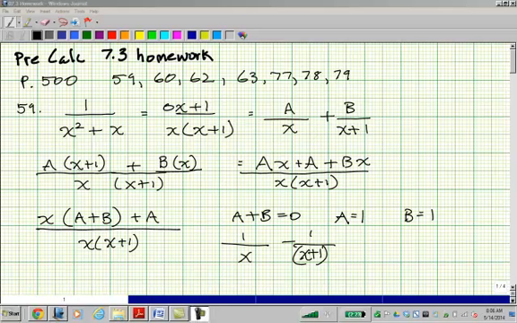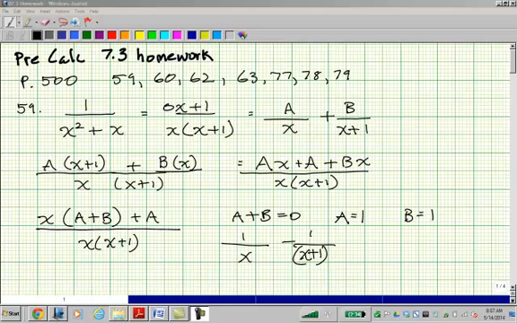The first problem in the 7.3 homework is number 59, and it's a partial fractions problem. So we're going to factor the denominator into x times x plus 1, and then we're going to make two fractions out of each factor in the denominator, and we're going to propose two variables to stand in as the numerators for these two fractions. A as a numerator for the factor x, plus b as the numerator for x plus 1.